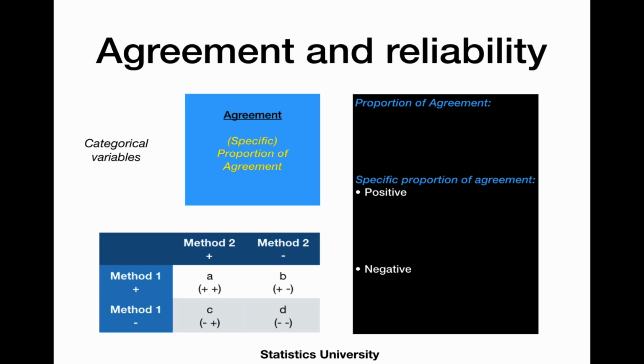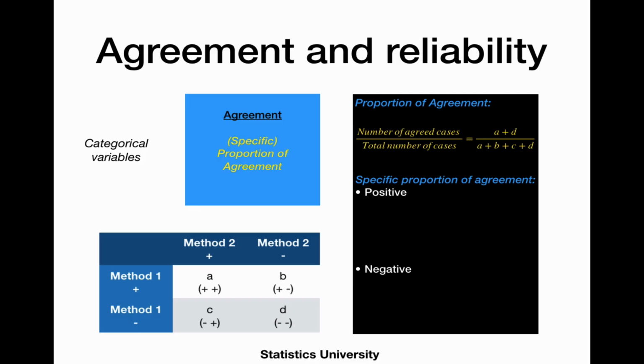All right, agreement. Let's start with looking at this table where we have depicted the outcomes of method 1 with a positive test outcome and a negative test outcome. And then the same for method 2 with a positive outcome here and a negative outcome here. Then we have the all familiar A, B, C, and D values. A and D are the cases of agreement, and B and C are the cases of disagreement. So we can calculate a general proportion of agreement by dividing the number of agreed cases, A plus D, by the total number of cases.